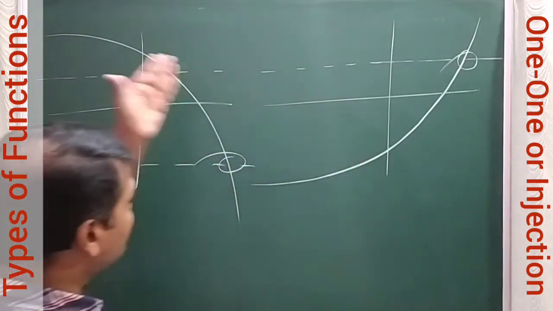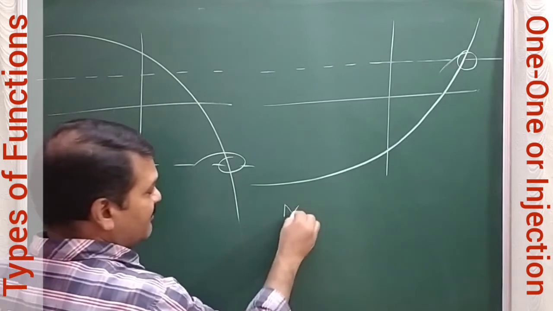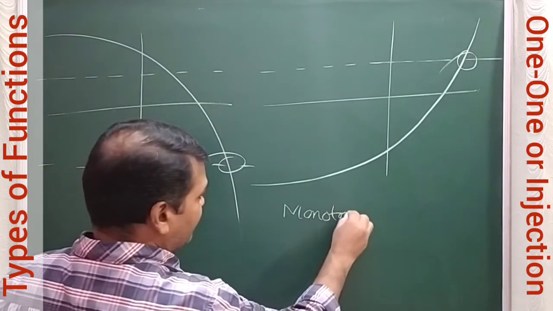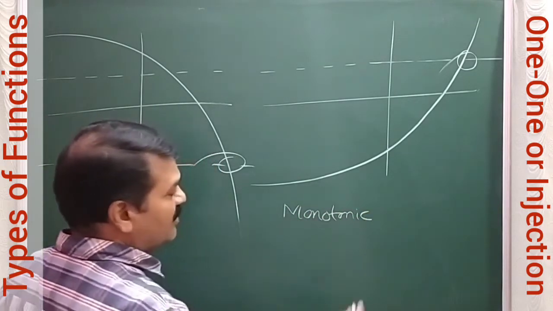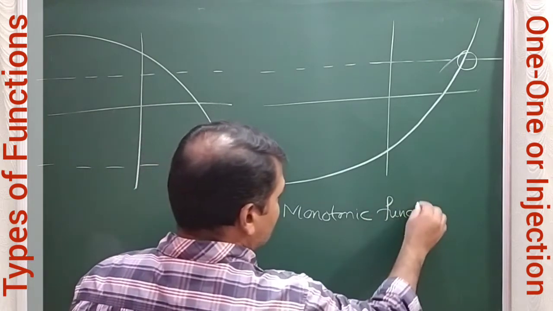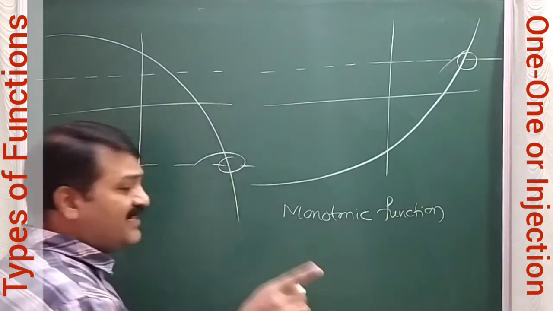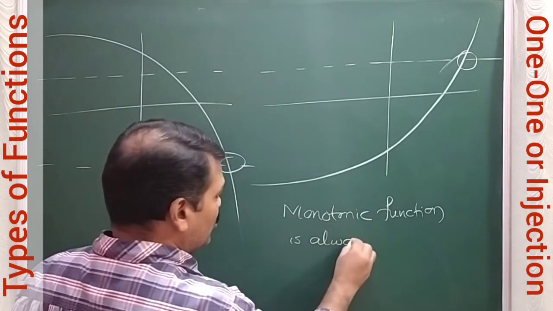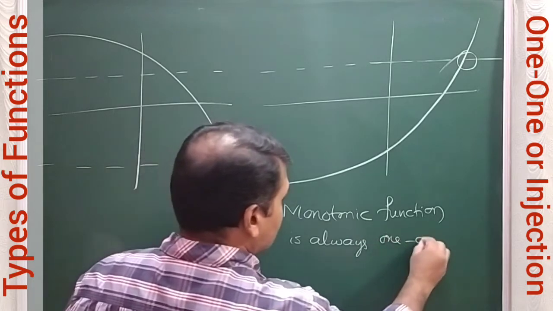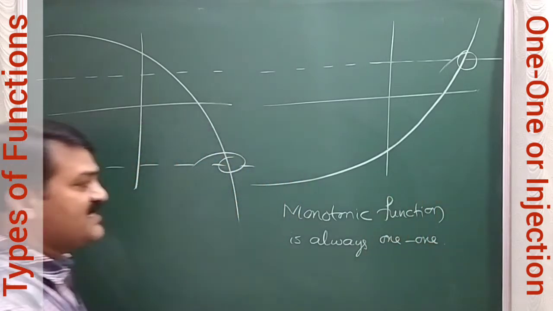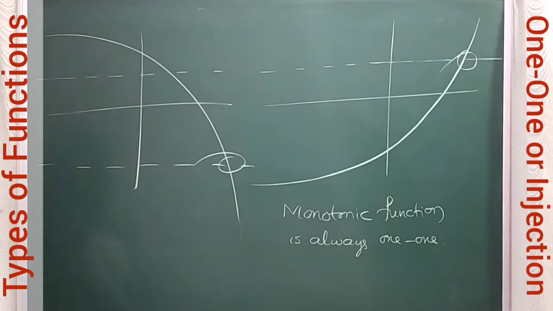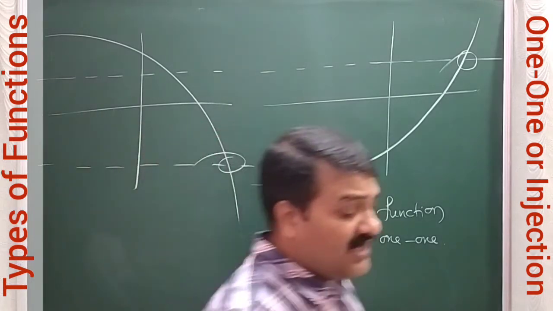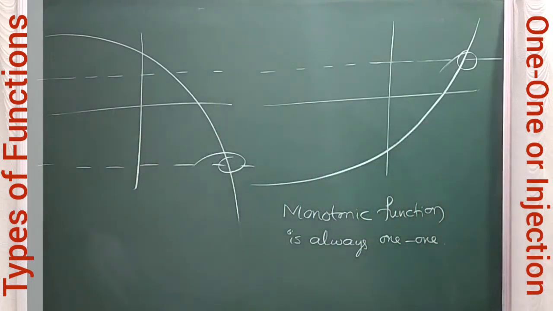So strictly increasing or decreasing is called a monotonic function. A monotonic function, meaning a strictly increasing or a strictly decreasing function, is always 1-1 within the given domain of the function. So this is also an important concept we have to remember.